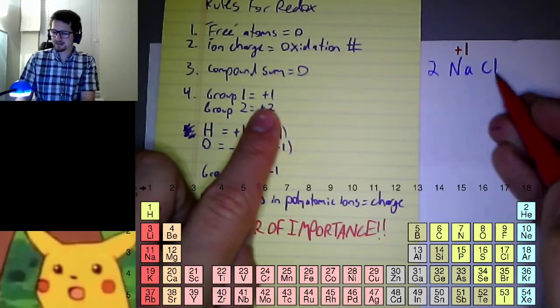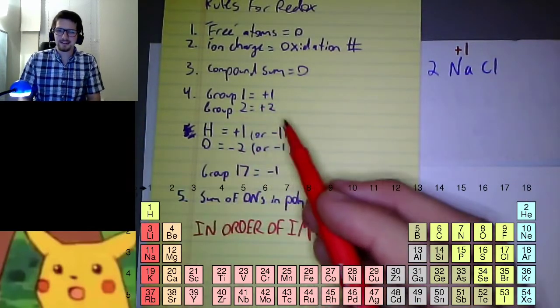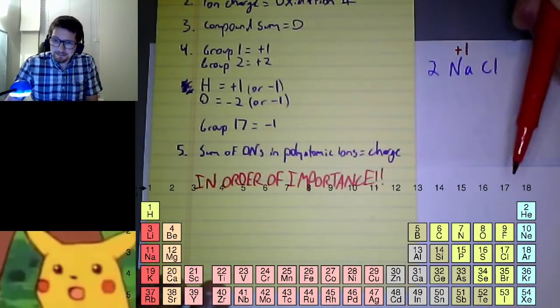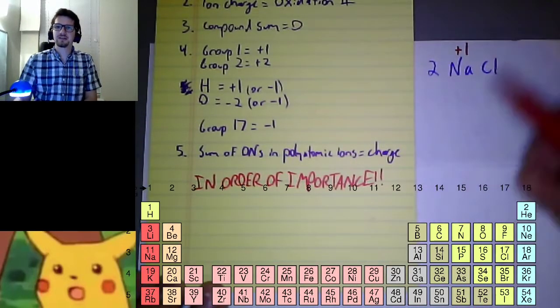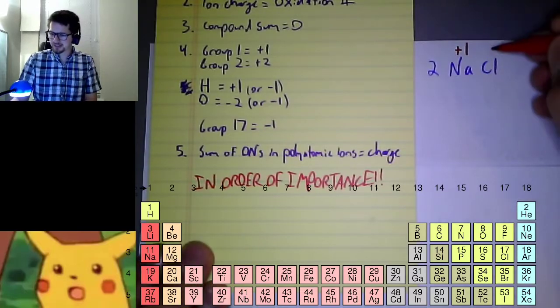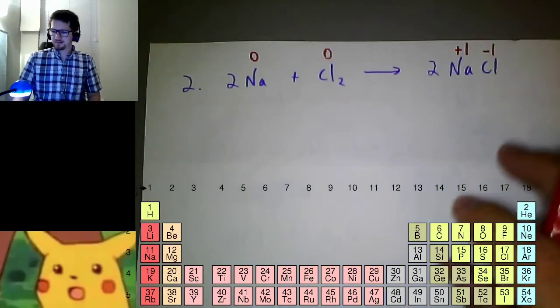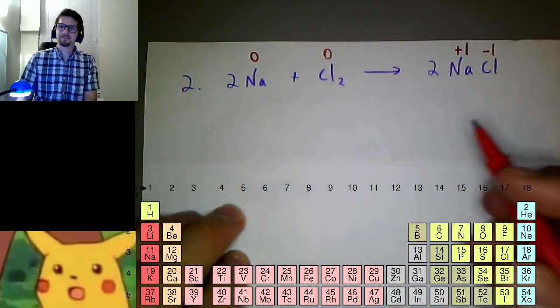Now let's see what it says about chlorine. Chlorine's in group 17, so it's supposed to be negative 1. Does that work for us? Negative 1 plus positive 1, does that give me 0? Yes, it does. So I'm done labeling.